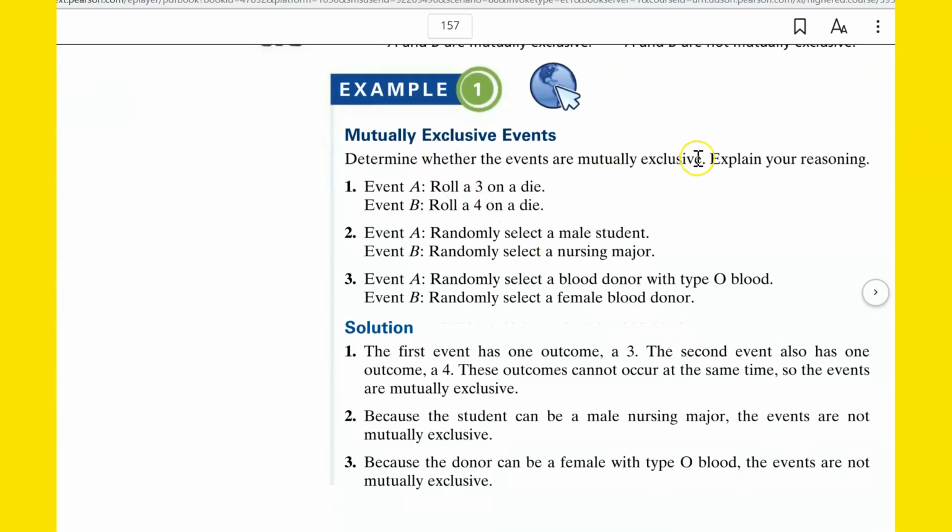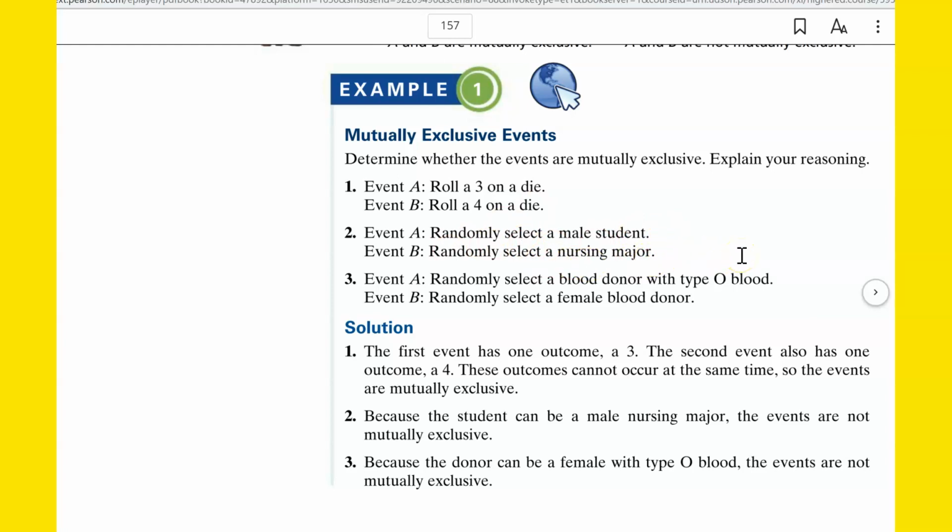Determine whether the events are mutually exclusive. Explain your reasoning. Okay, rolling a 3 or rolling a 4. Are they mutually exclusive? Yes, they are mutually exclusive. You can't roll a die and have it land on a 3 and land on a 4 at the same time. It will either land on a 3 or a 4, but it can't do both. So it's mutually exclusive.